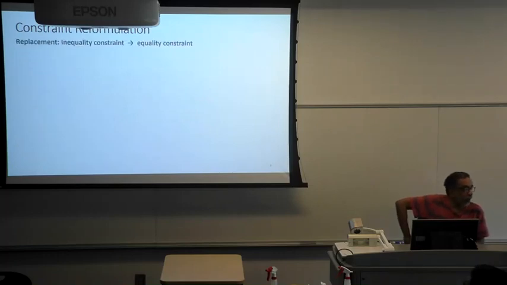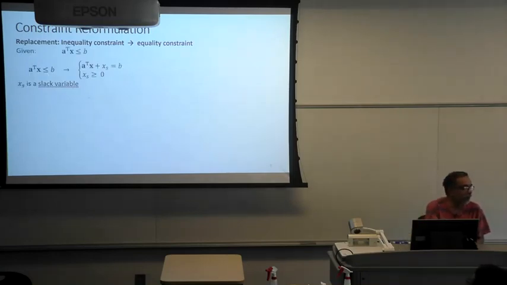Okay. Now, from inequality constraint to equality constraint, how can we do that? So suppose I'm given this, A transpose X less than or equal to B. Now, for some reason, I want to convert this to an equality constraint. How do we do that? I introduce a new variable, xs, a slack variable.